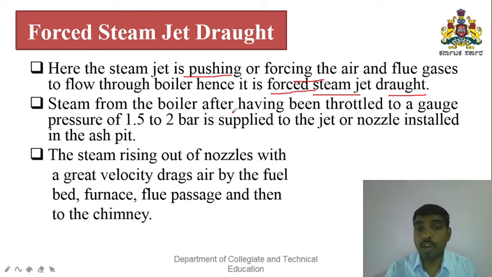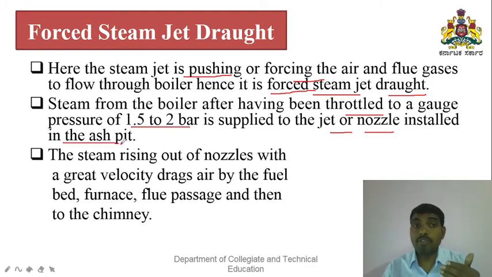Here the steam from the boiler, after having been throttled to a gauge pressure of 1.5 to 2 bar, is supplied to a jet or nozzle installed in the ash pit. So the nozzle is installed at the ash pit, and the steam pressure supplied is nearly 1.5 to 2 bar. This is enough to convert pressure energy to kinetic energy. This is what happens in the ash pit by the usage of a nozzle or a jet.